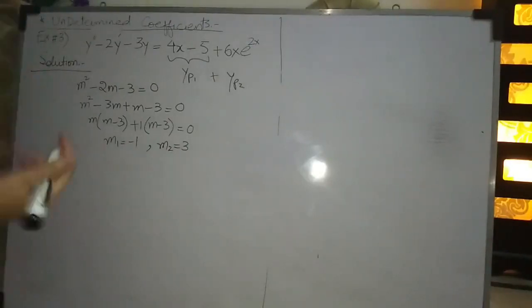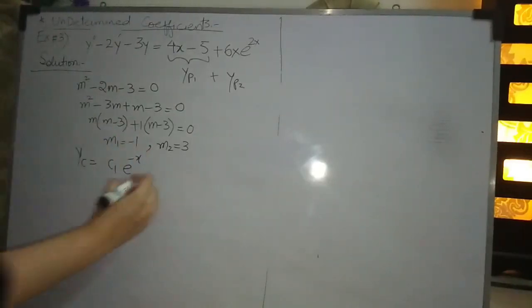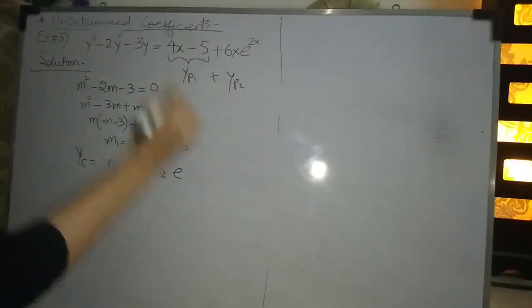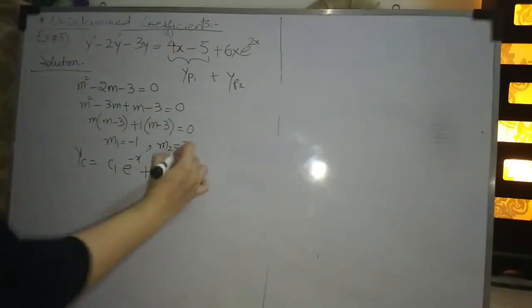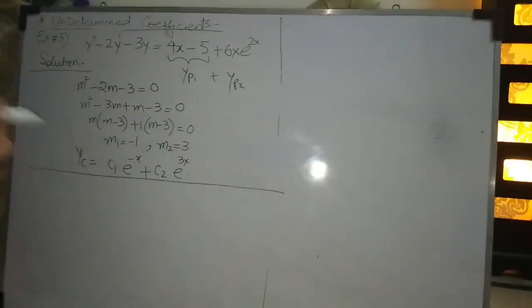So yc is c1 e to the power minus x plus c2 e to the power 3x. Here is the complementary solution. Now we come to yp, which is a sum of two different functions, so we solve it separately and then find out the values.